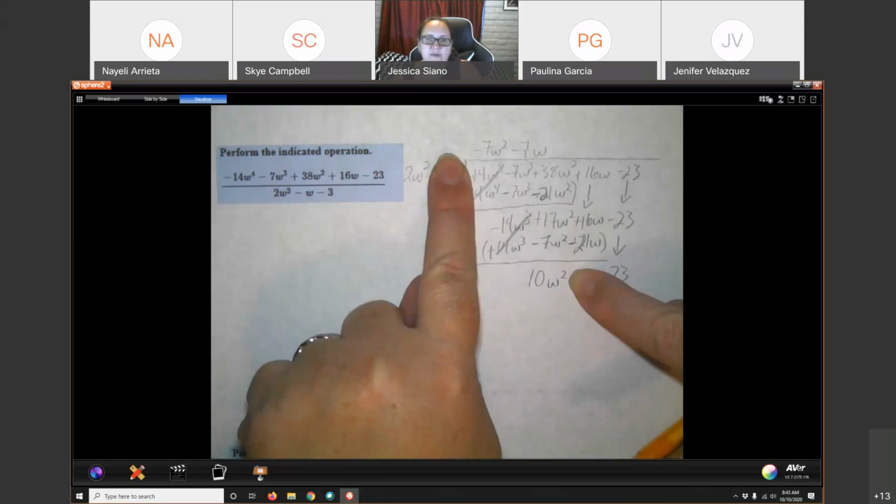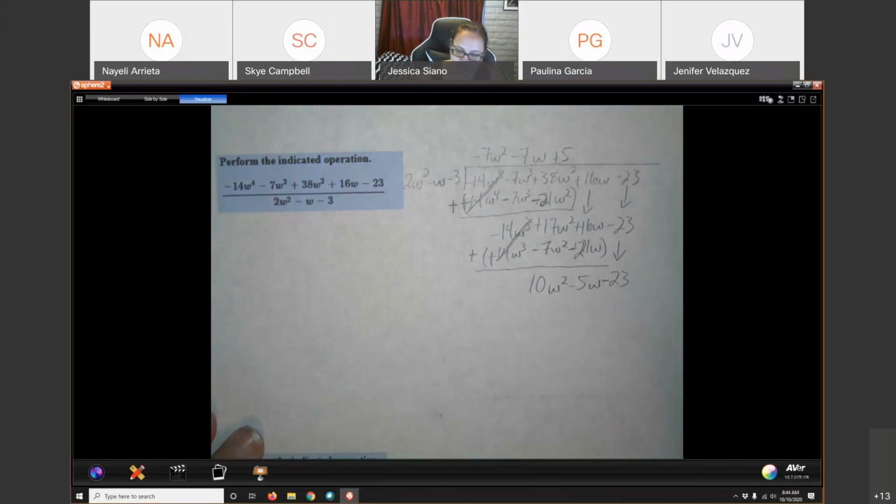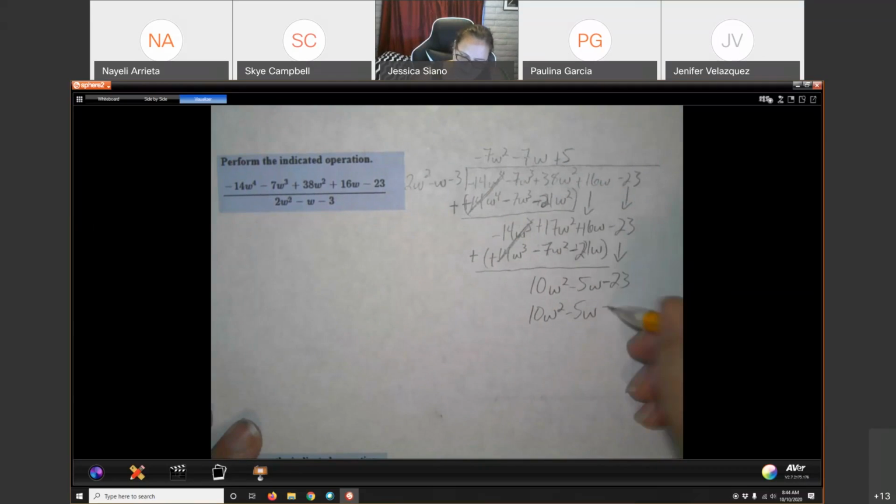What is 10w squared divided by 2w squared? Well, that's just 5. So 5 times 2w squared is 10w squared. 5 times a negative w is a negative 5w. 5 times a negative 3 is a negative 15. And then we'll subtract. But again, I'm going to make this into adding the opposite. So plus, minus, plus, plus.